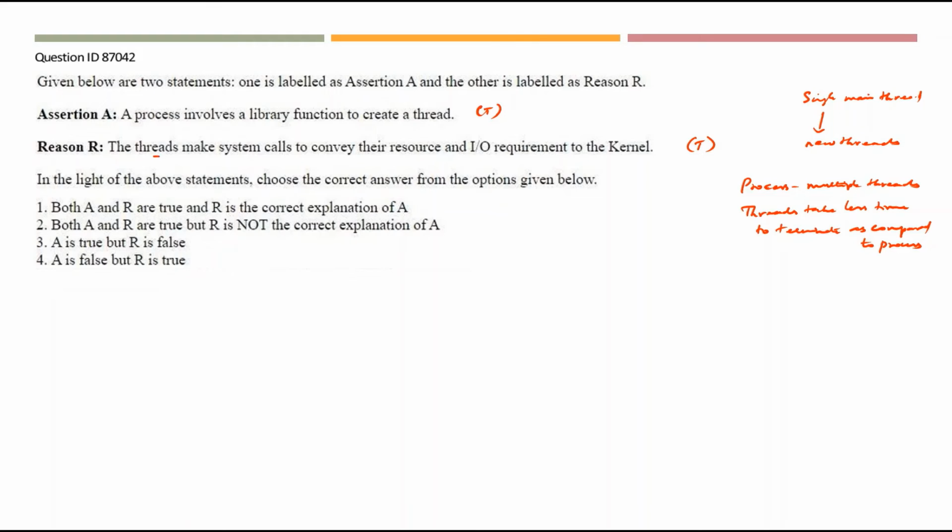This is about the thread and this is about the process to create a thread. This is actually not an explanation of A. So in this case we are marking option number 2. Both A and R are true but R is not the correct explanation of A.